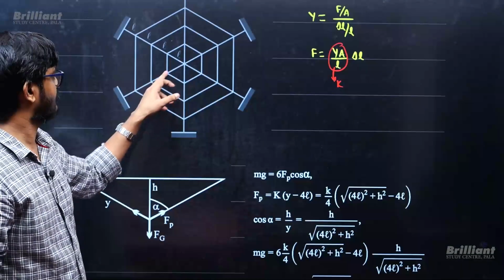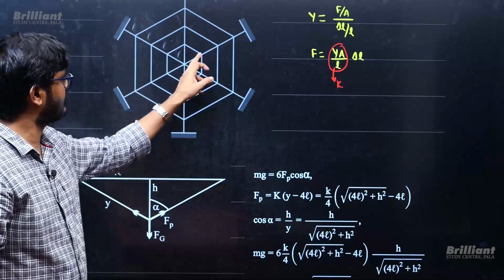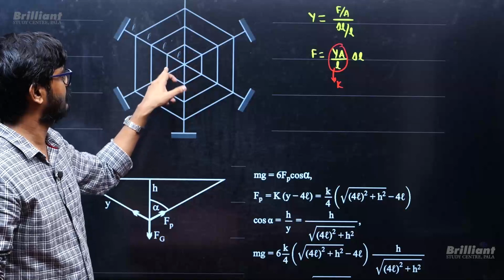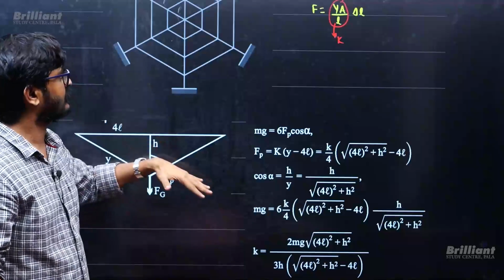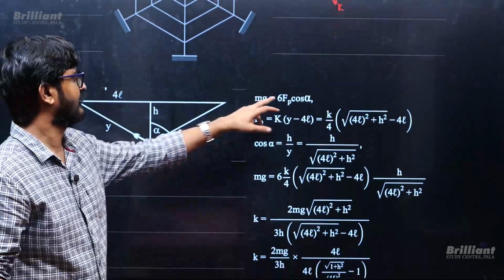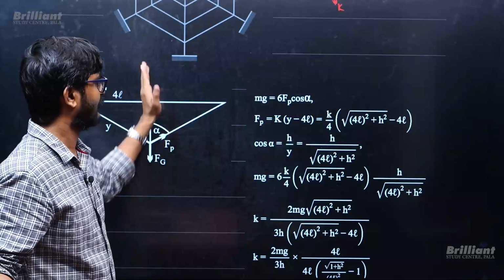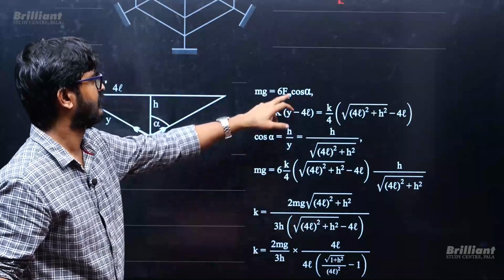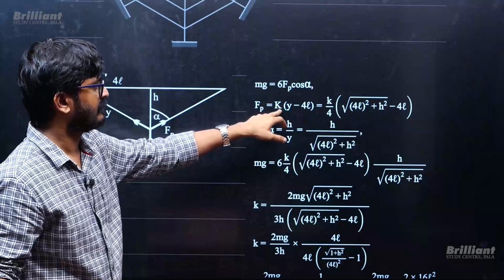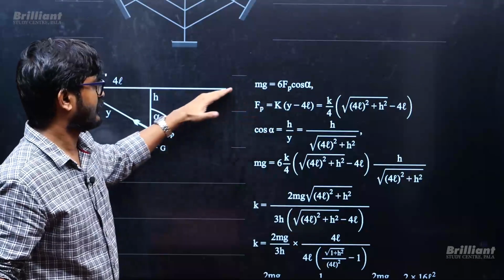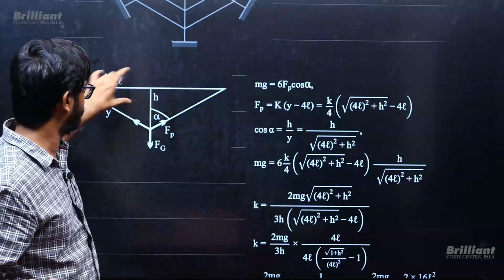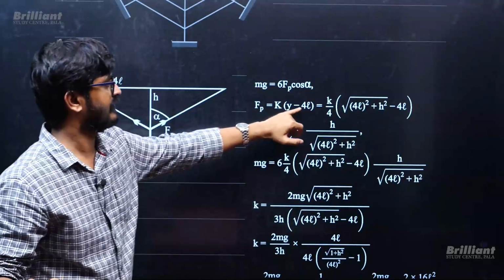Force by this thread will be in this direction, force by this thread will be in this direction. Now similarly, how many threads are there? 1, 2, 3, 4, 5, 6. But their horizontal components are going to get cancelled by symmetry, only their vertical components will survive. So we need to take 6 times the vertical component. Now how much will be the tension? Tension is going to be total spring constant times extension. Now what is extension? New length minus old length.